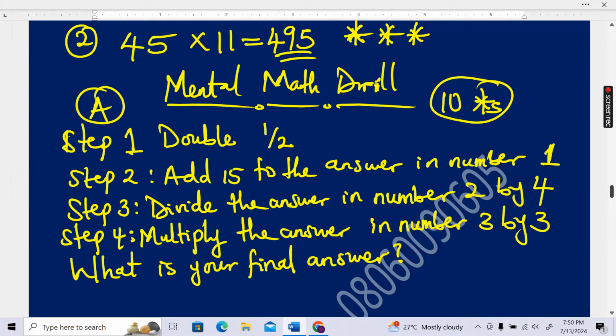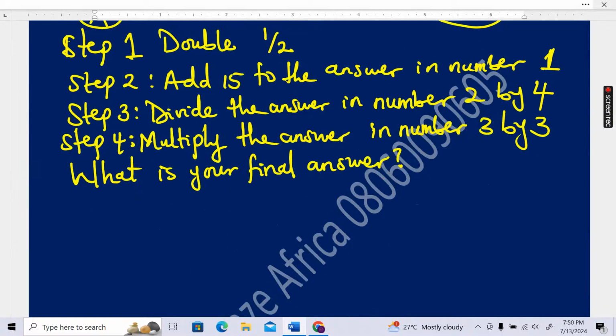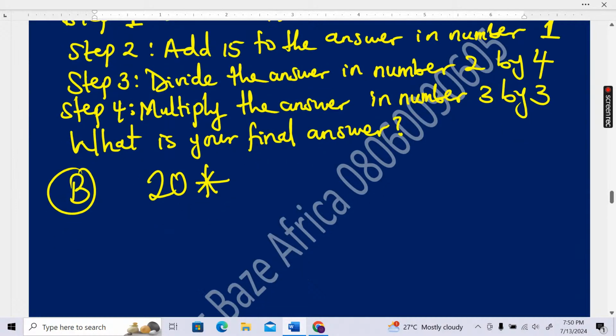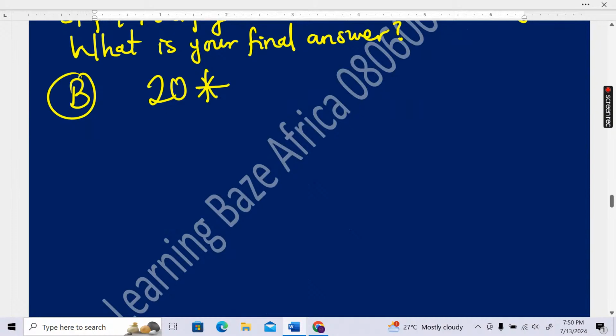Now, this next one, this part B, will be 20 stars. I'm giving 20 stars to only the first 5 students. So if you want to have 20 stars, get the answer right, think fast, do it fast, type it fast. And I'm going to give you 20 beautiful stars.